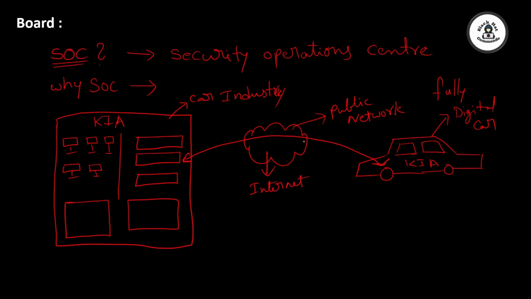In this internet, there are so many hackers. Who are they? Their motive is to take down the servers, or to breach the whole data related to the particular industry, and they will sell that data on the dark web. Okay, these types of attacks should not happen. Before SOC existed, this was the scenario.